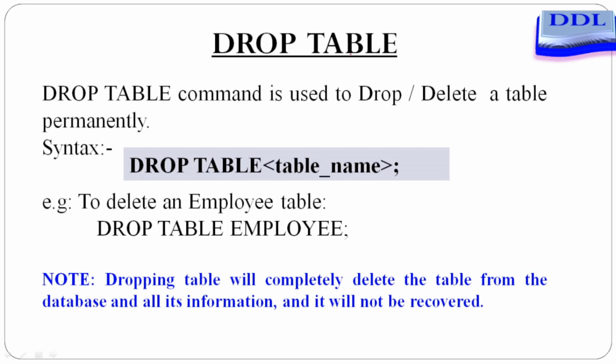The next DDL command is drop table. After creating a table, in order to delete the table permanently, we can use the drop table command by using the syntax drop table table name. For example, to delete an employee table, execute the command drop table employee. Dropping the table will completely delete the table from the database and all its information. All the data stored in the table will be removed from the database and it cannot be recovered.